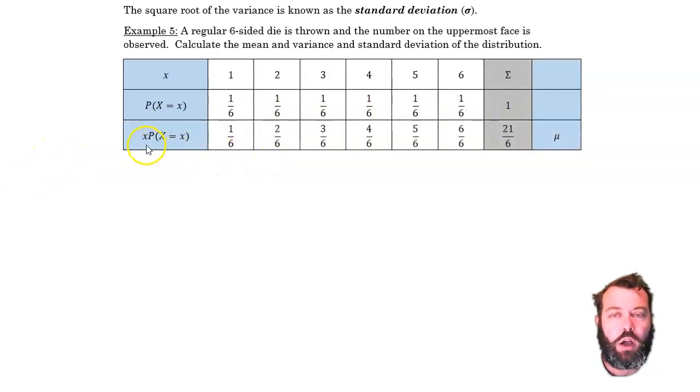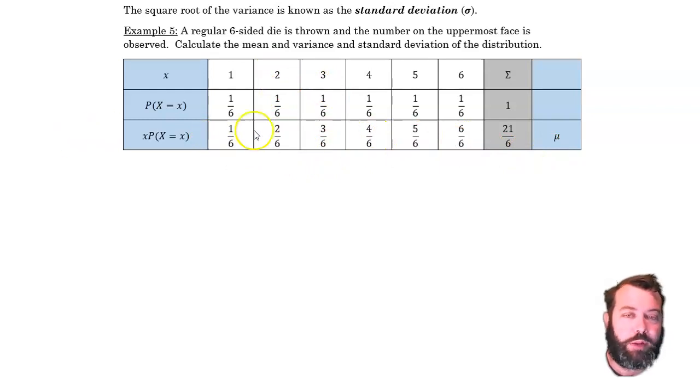Now, I need to find the mean. So we do the value multiplied by the probability, right? So 1 times 1/6, 2 times 1/6, and so on. I didn't simplify those because we have to add them up, right? It's easy with the common denominator. So I add those up and I get 21/6. So the mean or expected value of this distribution is 21/6.